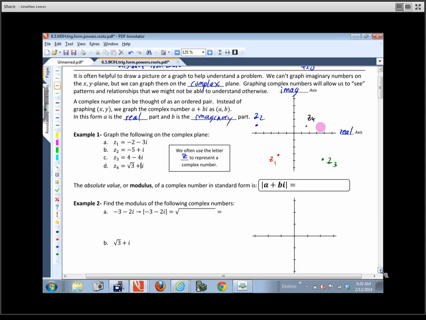Okay, so let's talk about something else. We can talk about the absolute value of a complex number, or the word that we a lot of times use for that, it's called the modulus.